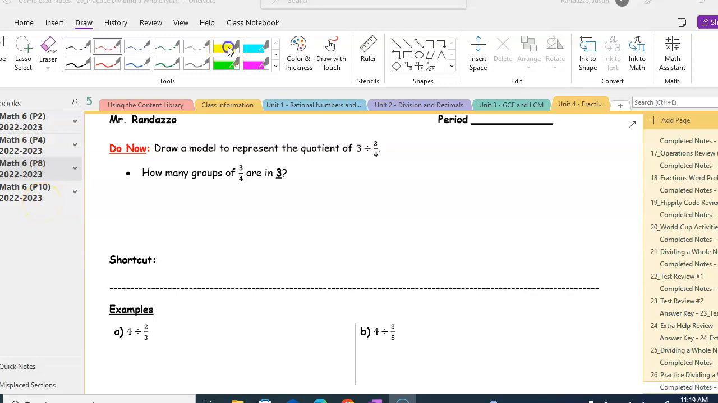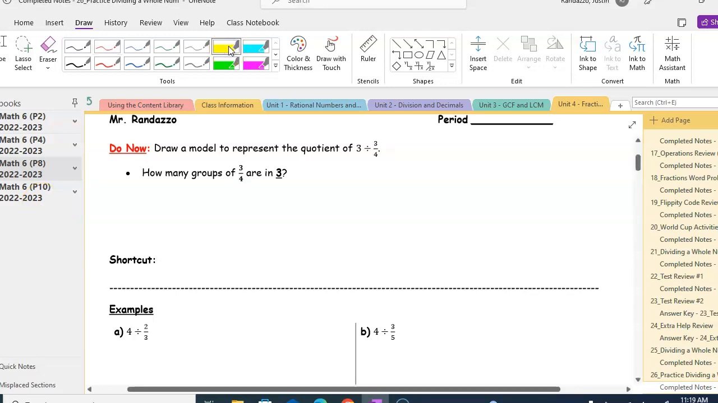All right, guys, so this should be a review from yesterday, but you can watch this video to go through the first page of the packet in case you have any questions or you need a refresher. So the first one says draw a model to represent the quotient of 3 divided by 3/4.